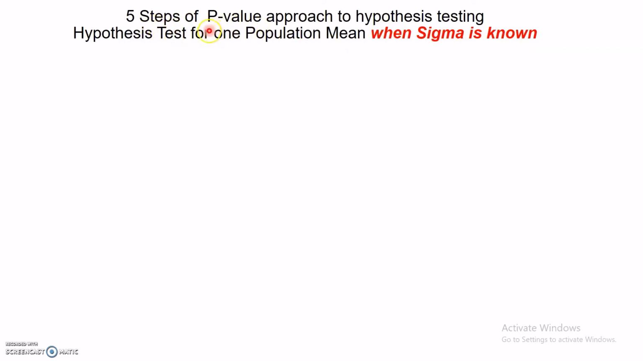There are 5 steps, and we are learning this via the p-value approach of hypothesis testing. I told you in my earlier videos that there are 2 approaches for hypothesis test. One is called a p-value approach, and the other one is called a critical value approach. But we are first learning how to perform a hypothesis test for one population mean when the sigma is known by using a p-value approach. And there are some steps available for that, and let's see what the steps are.